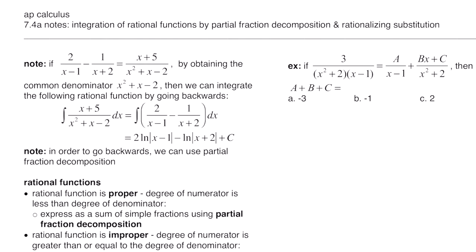When you take the derivative, you just get 1, and then the integral of 1 over u is ln absolute value of u, and then you plug the u back in. And then you do the same process for this fraction, and you'll get minus ln the absolute value of x plus 2 plus c. In order to go backwards, we're going to use partial fraction decomposition.